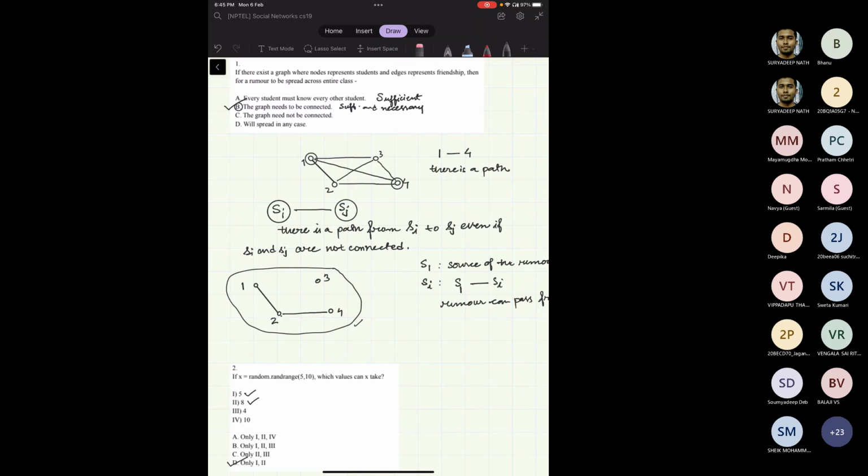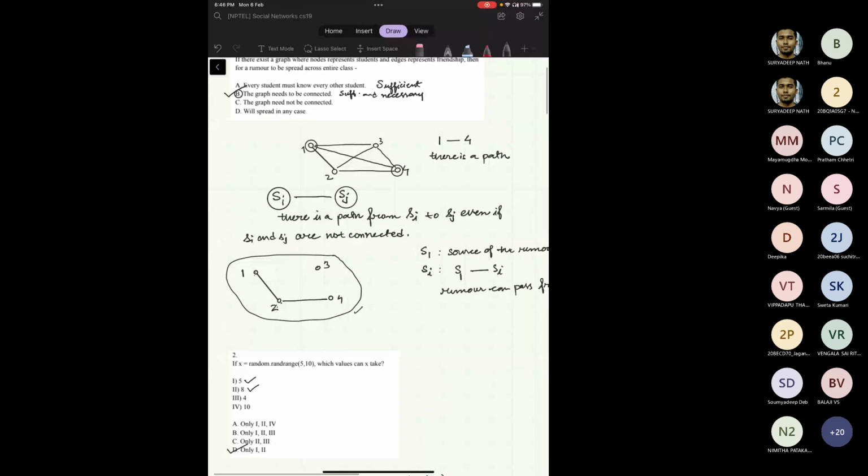If let's say 1 is the source of the rumor, it can pass on to 2, 2 can pass on to 4, but no one passes it on to 3. So 3 will be left out. Therefore, it is necessary for the graph to be connected. So option C is not correct and option D is not correct because C is false. It will not spread in any case. It has to be connected.